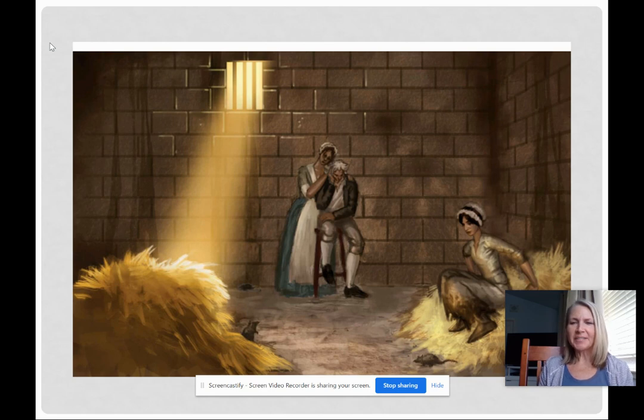Hi. All right. So today we are going to do a lesson just on Georgia, and we're going to go ahead and get started. So the last Southern colony to be founded was Georgia.